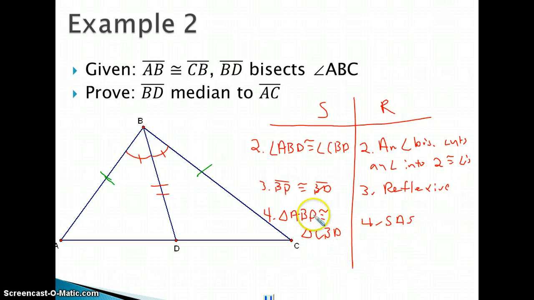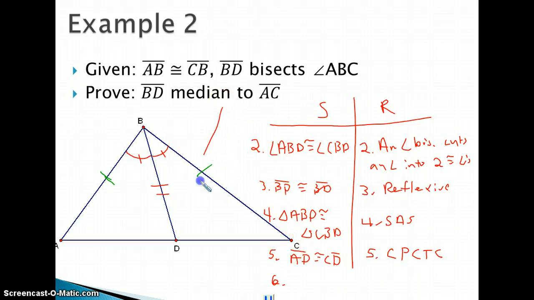SAS. Now from there, I'm trying to show that I've got a median. To show I've got a median, I have to show that a segment has been cut in half. And the segment that's got to be cut in half is AC, because BD is the median to that segment. So if I can show that AD is congruent to CD, then I can show I have a median. Now, anytime you go one step past the triangle proof, your next step has got to be CPCTC. It's always in that order. And then we have our median.